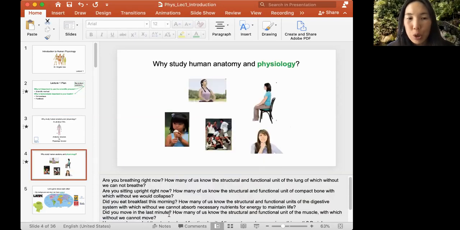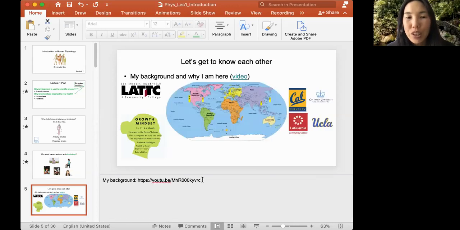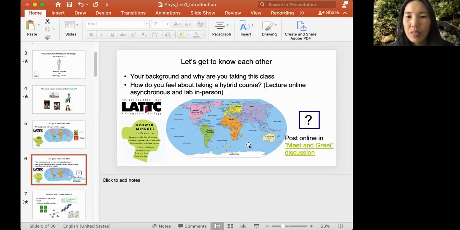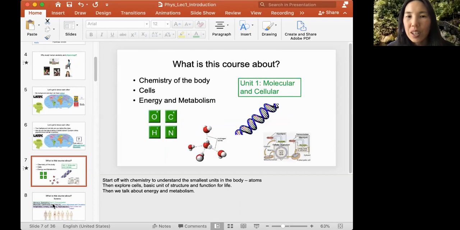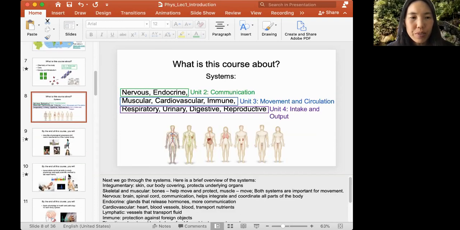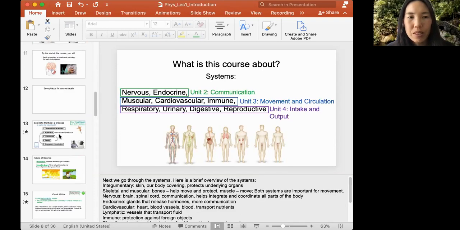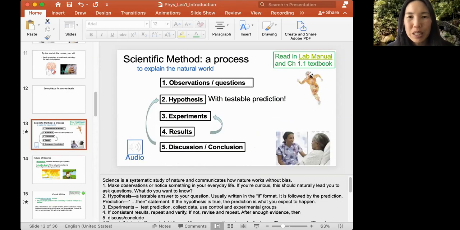Some slides just have notes below that you can read that were typed out by myself. Other slides have video links and they'll say video. Some slides will have links to your Canvas course, for example, the meet and greet discussion. Moving through. For example, this slide refers you to the lab manual posted on Canvas and also has an audio of the text below.